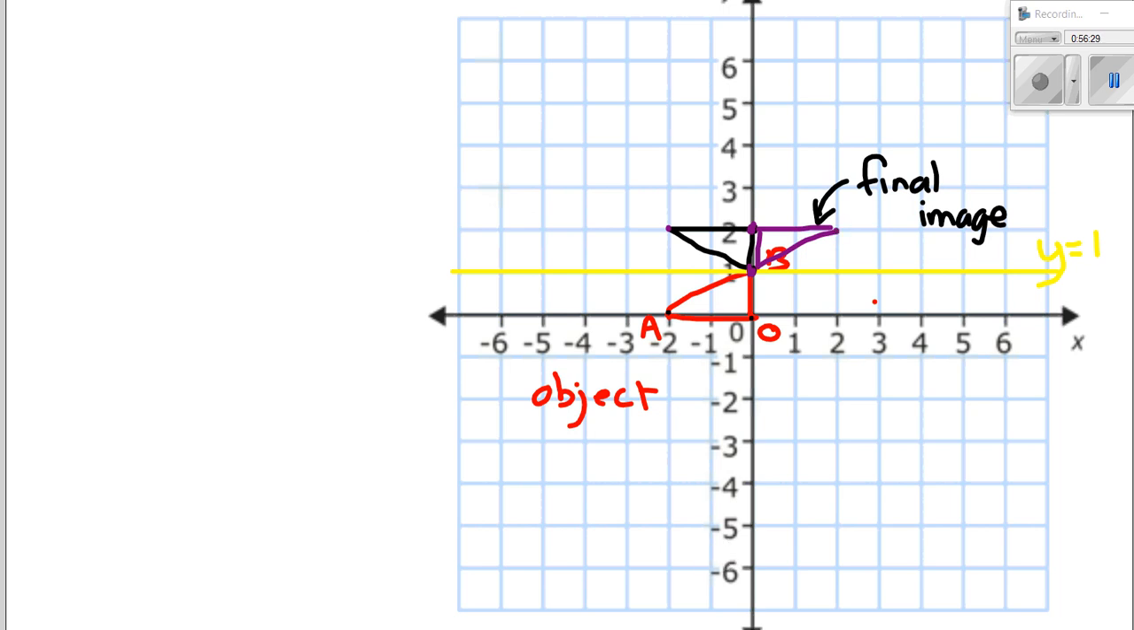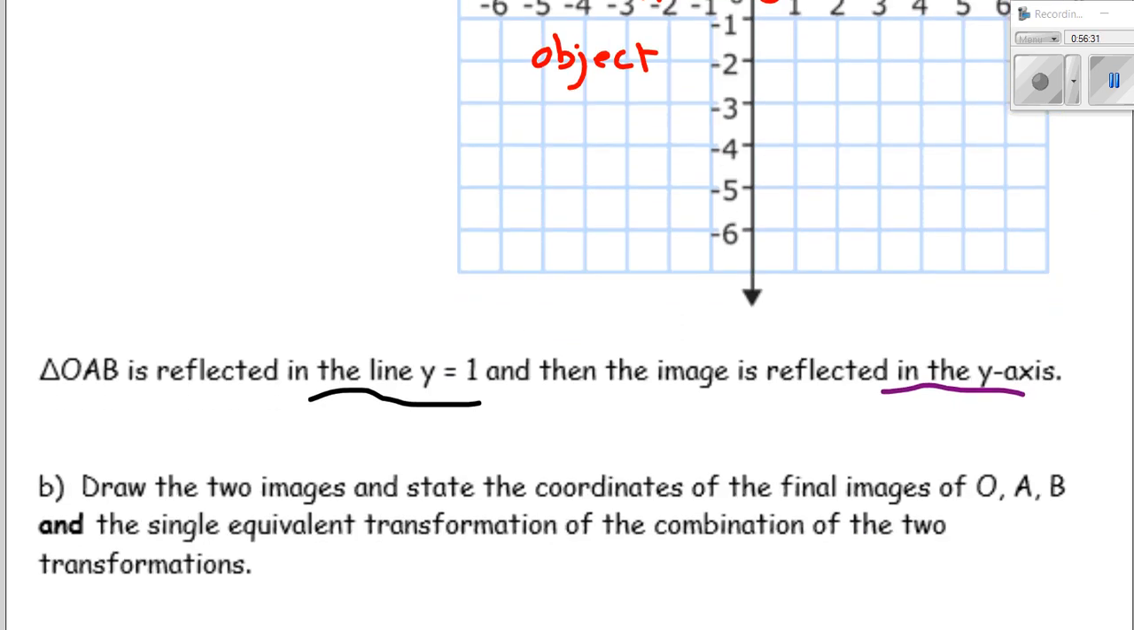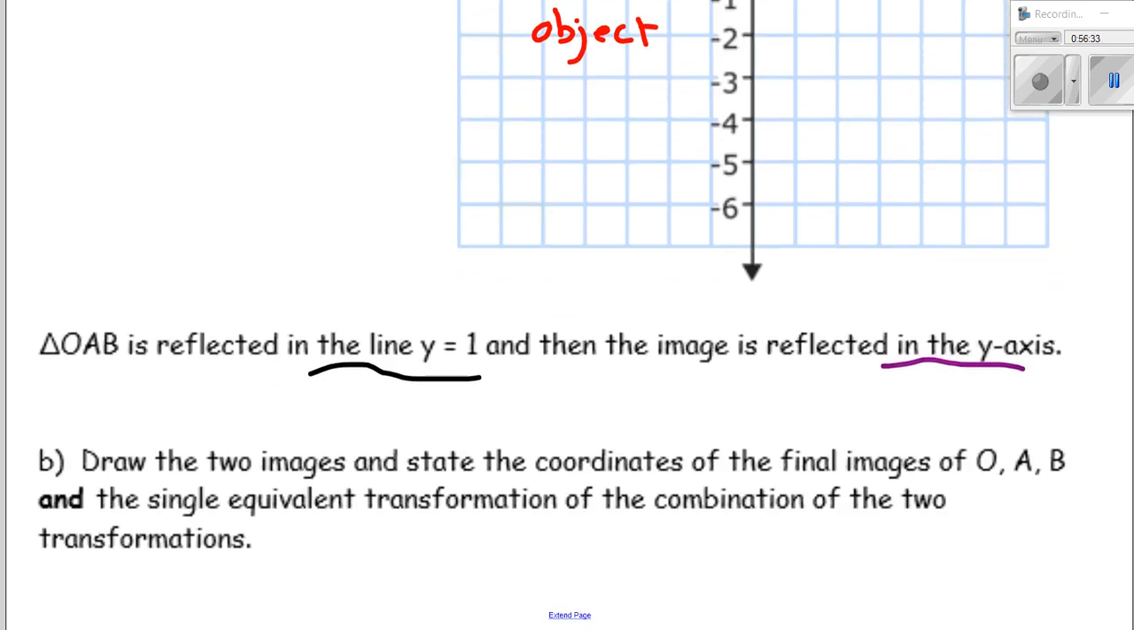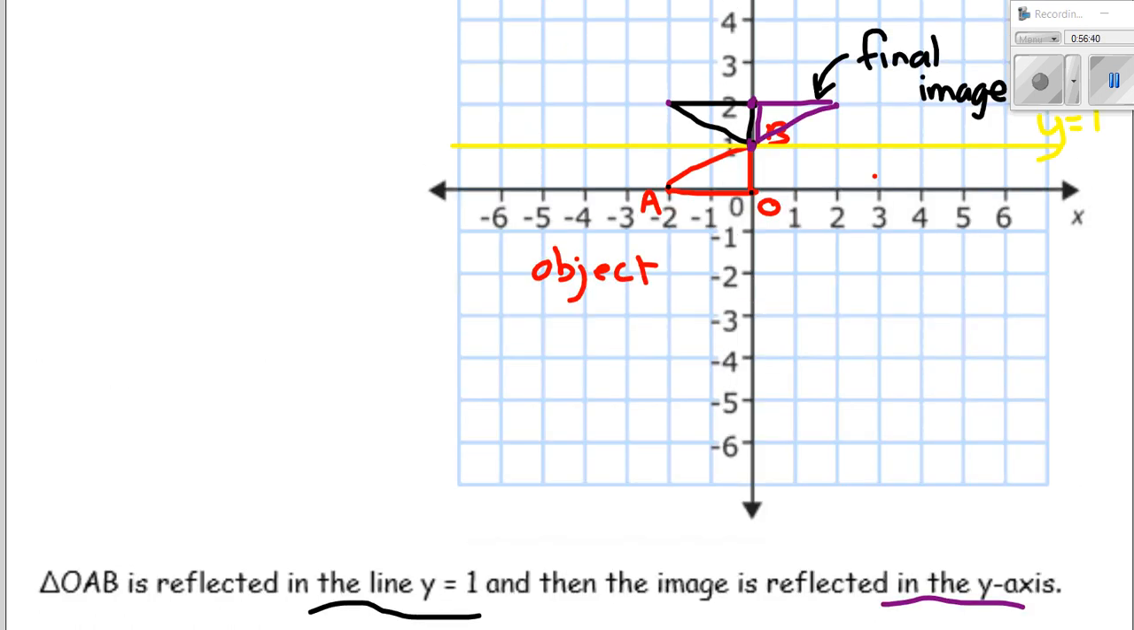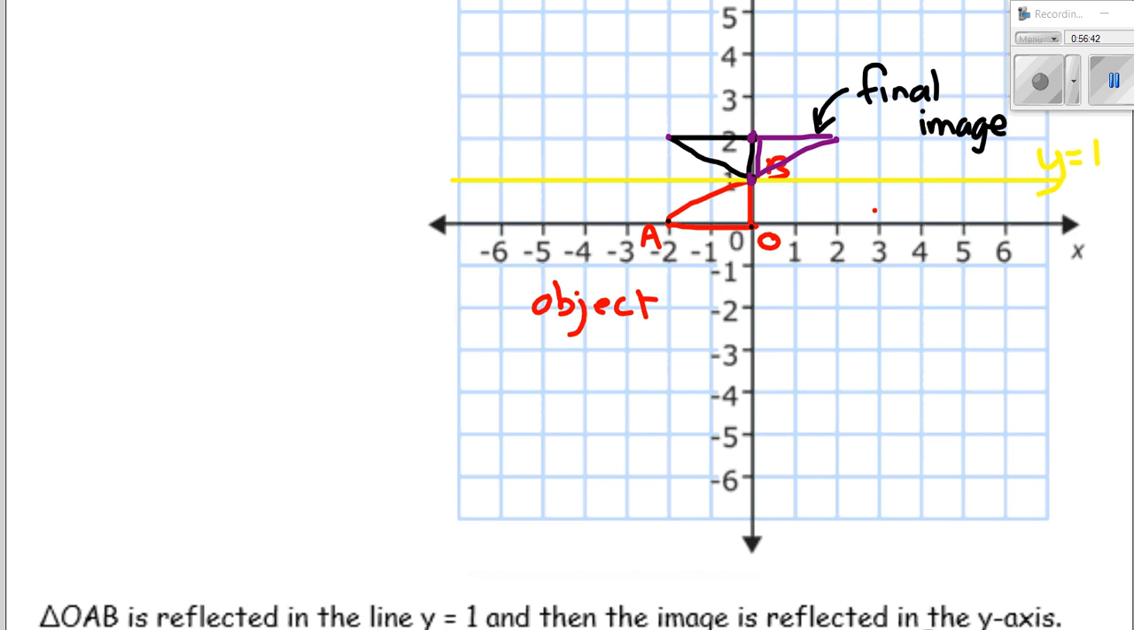So will we have to state the coordinates of anything? No, just find, draw the final images. I'll state the coordinates of the final image. Yep, so we want to know what the coordinates are. So you might want to label what they are. I'm going to select the purple pen and do it on the laptop. So this one here is A dash dash, because A went from here to here to here. So this one is A dash dash.